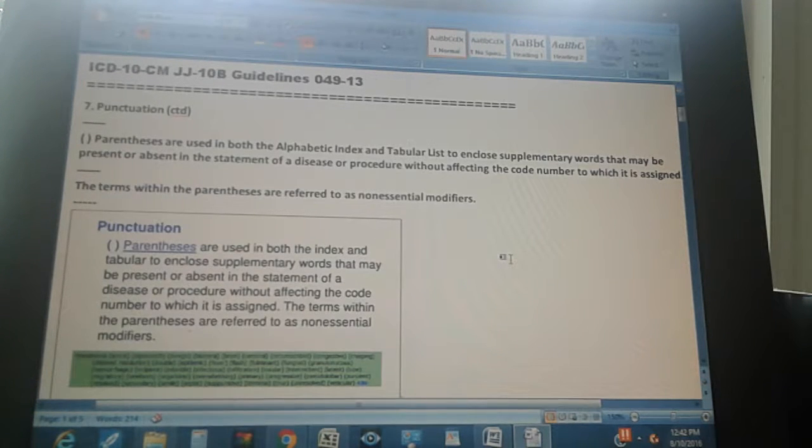ICD-10-CM JJ10B Guidelines, page 49, part 13. Okay. 7. Punctuation continued. We're talking about punctuation. In this case, we're talking about parentheses, right?